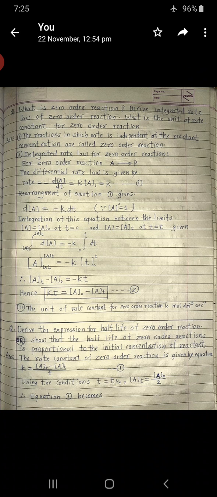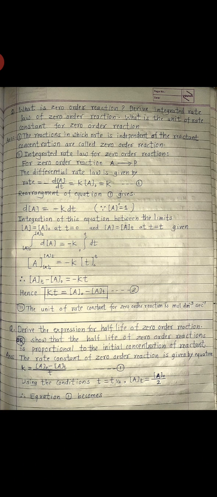Now derive the expression for half life of zero order reaction. What is the half life of first order reaction? T half is equal to 0.693 upon K. This is the half life for first order reaction.